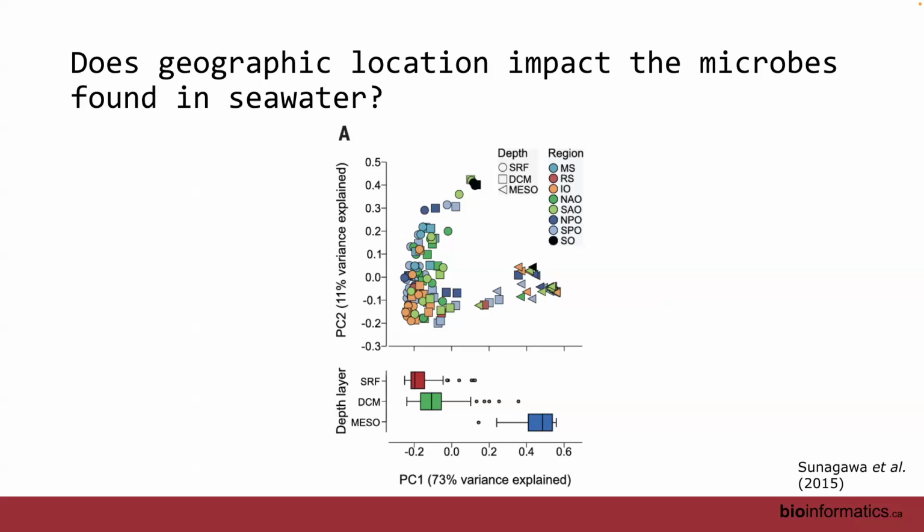So what this is kind of showing is how we have all of these different regions that these samples are taken from, but it's actually the depth. That's shown in here with the different shapes and then plotted out on the bottom, that is explaining most of the variation between these different microbial communities.